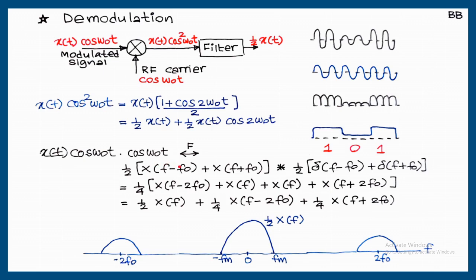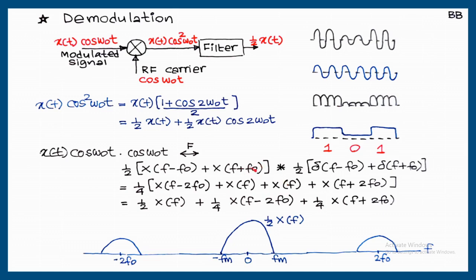X of f minus f naught convolution delta f minus f naught, answer is x of f minus f naught minus f naught. That is x of f minus 2 f naught. X of f minus f naught convolution delta f plus f naught is x of f minus f naught plus f naught. That is x of f. X of f plus f naught convolution delta f minus f naught is x of f plus f naught minus f naught. That is again x of f.